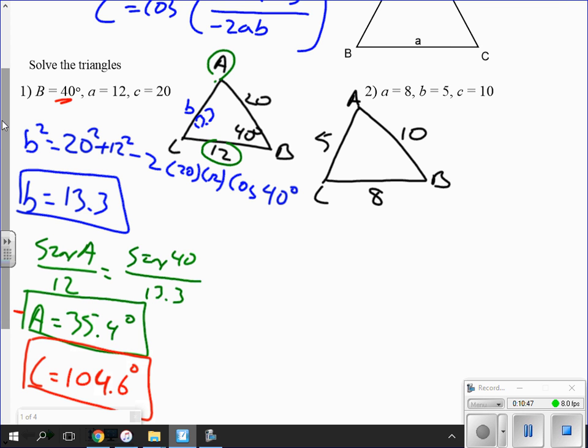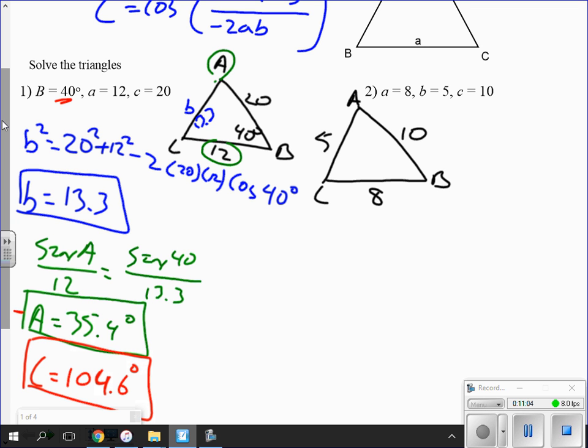Three sides and no angles. Law of sines would be absolutely useless on this one. You have to have an angle measurement to be able to use the law of sines. So that means I have to use the law of cosines. And once again, look for the largest angle.